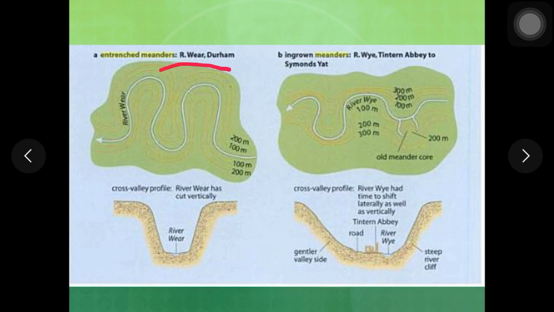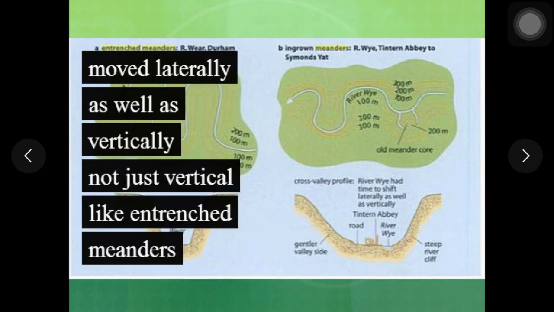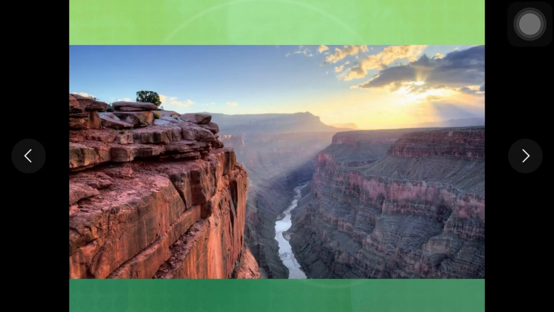Now, one of the best examples of entrenched meander is the Grand Canyon in USA. You can see this. The river which is flowing through the Grand Canyon is at its place from millions of years. It has not gone up or down, only the land has been uplifted. The river is stable at its own place, but the land has been uplifted due to tectonic activities, and the river is cutting these rocks and following its path without any change.